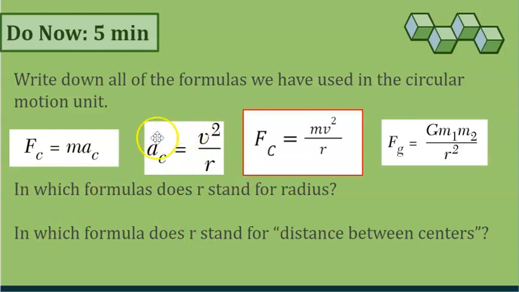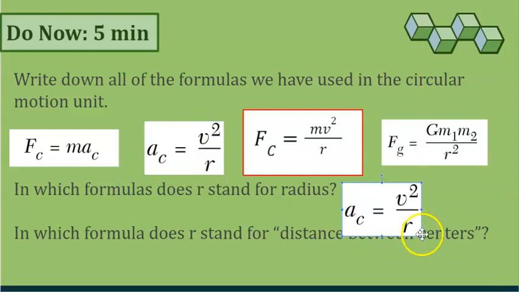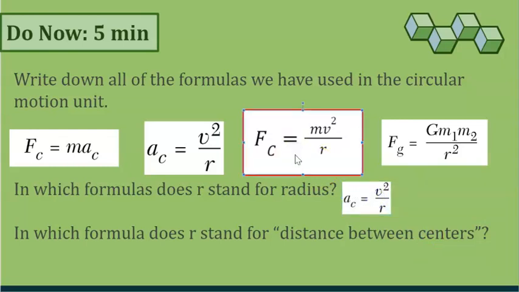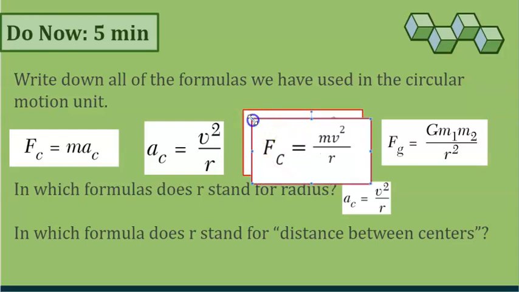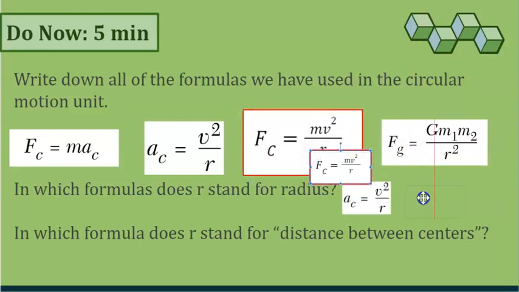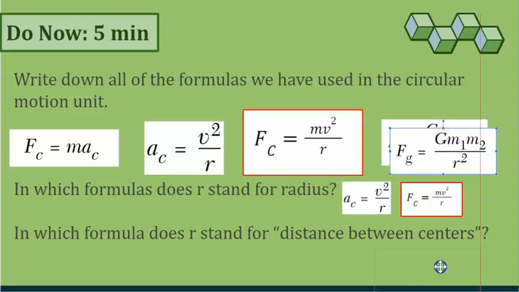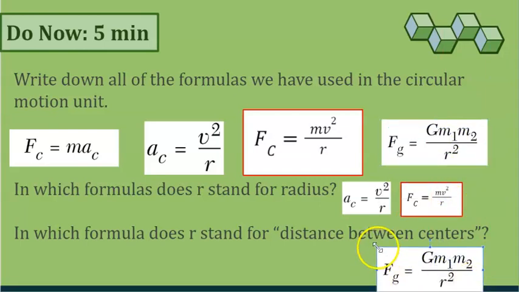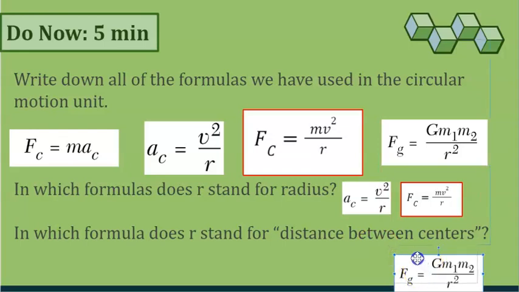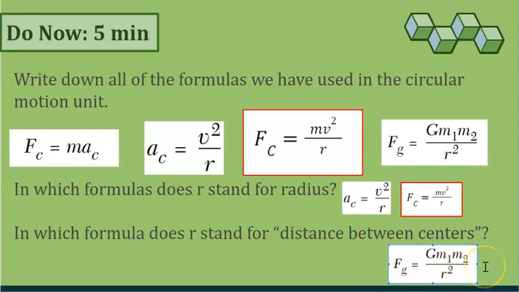In which formulas does R stand for radius? That would be this one, AC equals V squared over R, as well as this one, FC equals MV squared over R. So in both of these cases, R stands for radius. And then in which formula does R stand for distance between centers? That would be this formula, FG equals G M1 M2 over R squared. So this is the distance between usually a planet and a sun, or a moon and a planet, something like that.